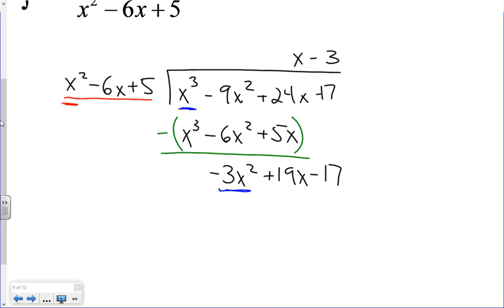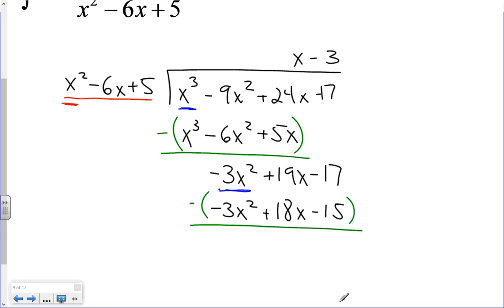So the negative 3 times the x squared is going to give me a negative 3x squared. The negative 3 times the negative 6x is going to give me a positive 18x. Negative 3 times the 5 is going to give me a minus 15. And again, I need to subtract these, so I'm going to put that in parentheses and put the minus sign out front. And again, that's hopefully reminding me that that minus sign has to go all the way through those parentheses. So I've got a negative 3x squared minus a negative 3x squared. That's 0. That was my whole goal there, was to eliminate that.